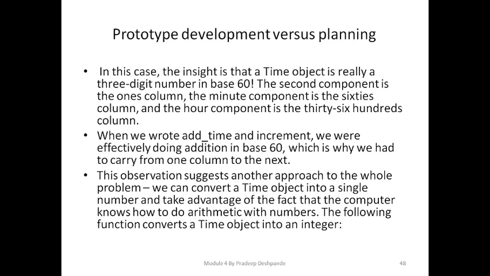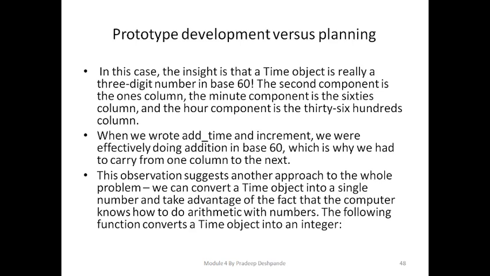So when we wrote the add time and increment functions previously, we were effectively doing addition in base 60. That is, if the seconds increase beyond 60, we subtract 60 from it and increase the minutes by 1. Similarly, when minutes reach 60, we subtract 60 from the minutes and increase the hour by 1. This is what we call base 60, where we have to carry from one column to the next. What this observation suggests is that we can convert a time object into a single number and take advantage of the fact that the computer knows how to do arithmetic with numbers.